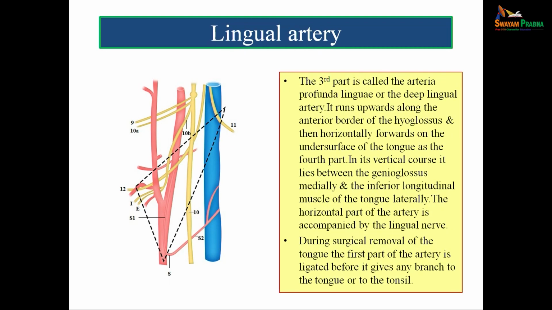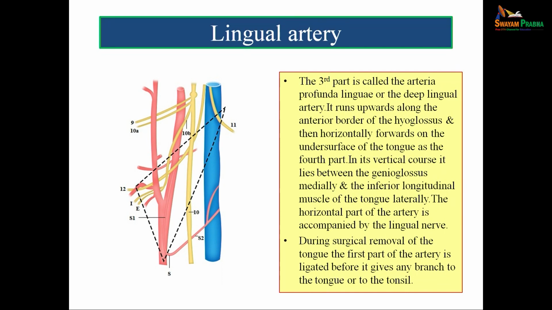The third part is called the deep lingual artery. It runs upwards along the anterior border of hyoglossus. Its vertical course lies between genioglossus medially and inferior longitudinal muscle of tongue laterally. The horizontal part of the artery is accompanied by the lingual nerve.